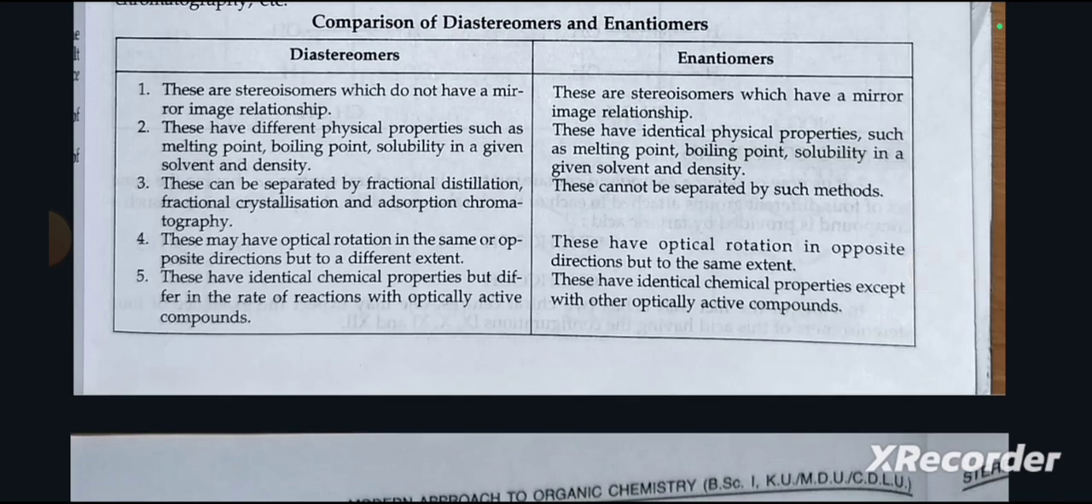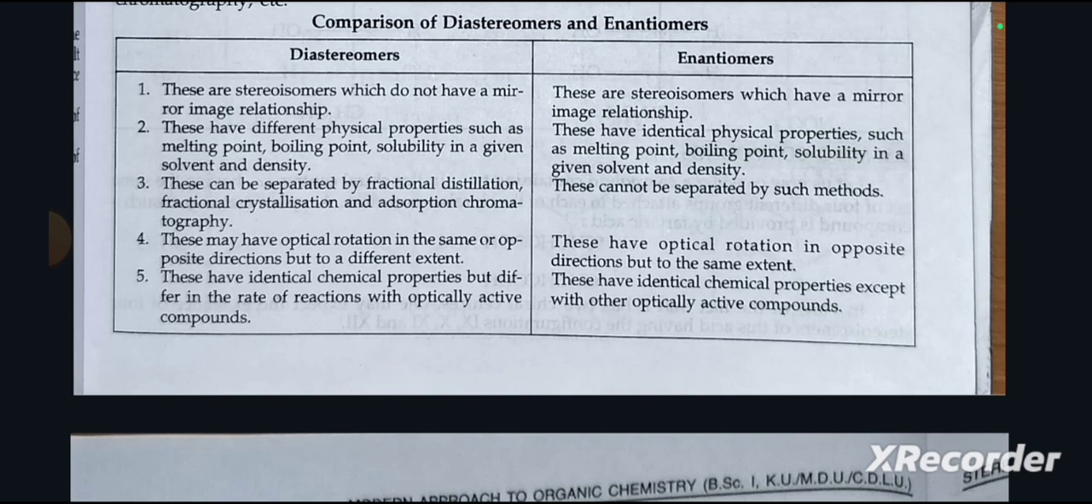Diastereomers: first, they are stereoisomers which do not have a mirror image relationship. Enantiomers: they are stereoisomers which have a mirror image relationship. Second, diastereomers have different physical properties such as melting point, boiling point, solubility in a given solvent, and density. Enantiomers have identical physical properties such as melting point, boiling point, solubility in a given solvent, and density.